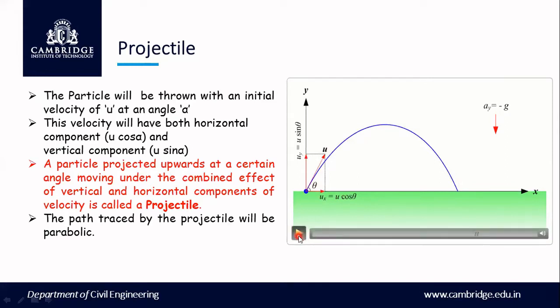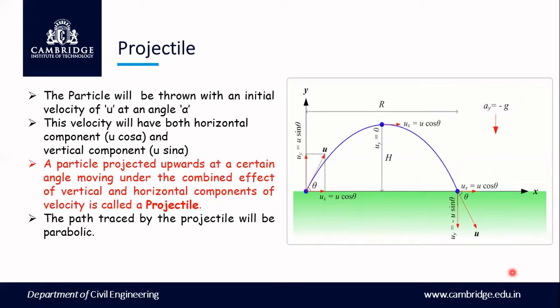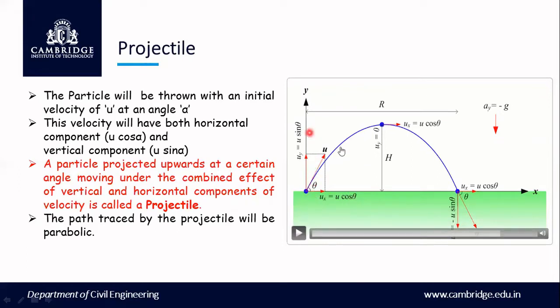You can see here how the horizontal and vertical components of this velocity vary with the projection of the ball. You exactly see here the variation of the components of the velocity. At the beginning, you have two components, u cos alpha and u sin alpha. When it reaches the maximum height, at the top, you can only see the horizontal component, and the vertical component is completely zero.